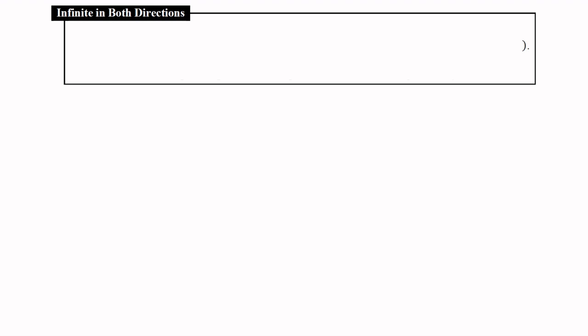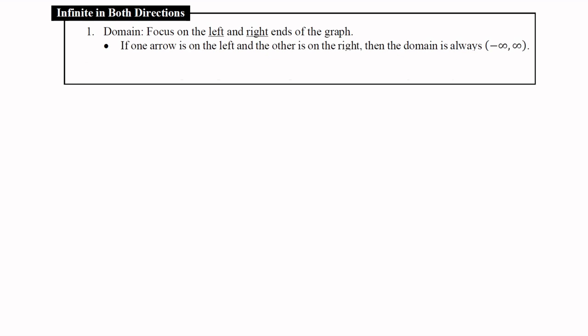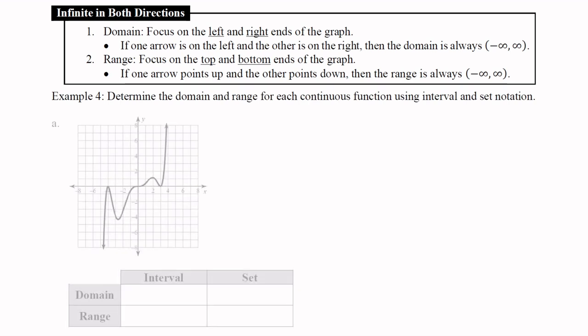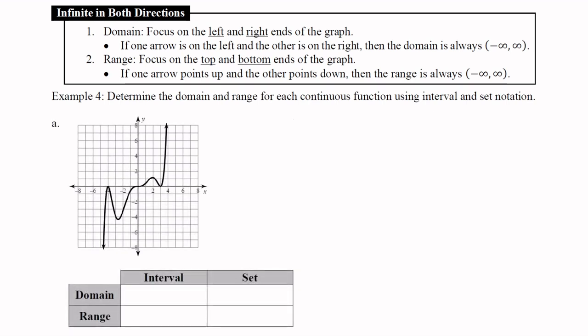Finally, when we talk about a graph that goes infinitely in both directions, for the domain, you're going to focus on the left and right ends of the graph. If one arrow is on the left and the other arrow is on the right, then the domain is always going to be negative infinity to positive infinity. For the range, focus on the top and the bottom ends of the graph. If one arrow points up and the other points down, then the range is going to be negative infinity to positive infinity.